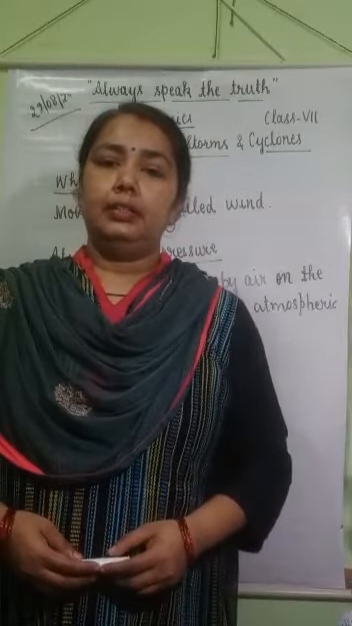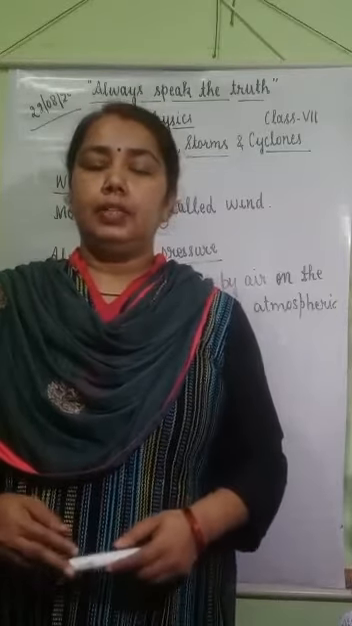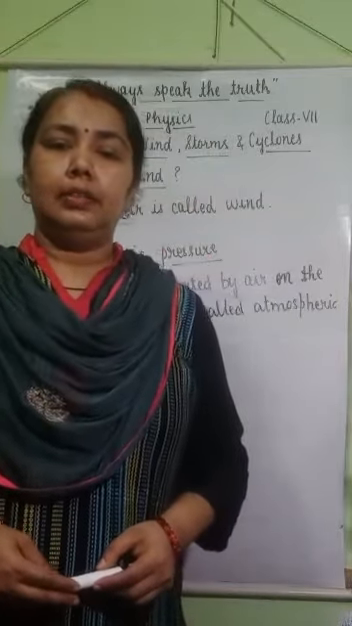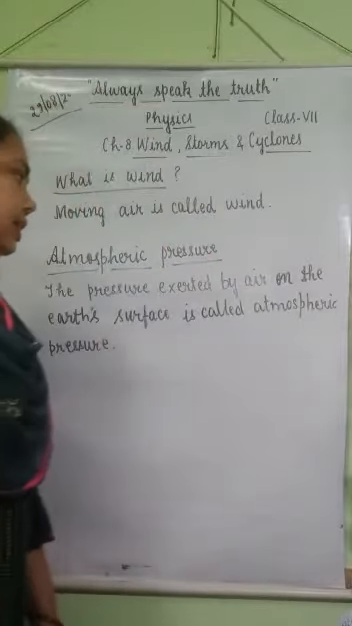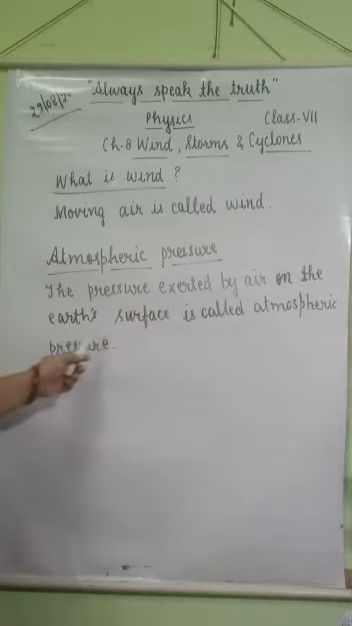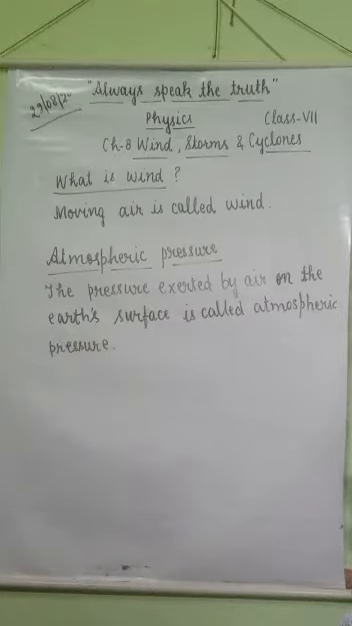Air has weight and exerts pressure on the earth's surface and every object on the earth. The pressure exerted by air on the earth's surface is known as atmospheric pressure. We know that the earth is surrounded by a blanket of air that is called the atmosphere, and the pressure exerted by air on the earth's surface is called atmospheric pressure.